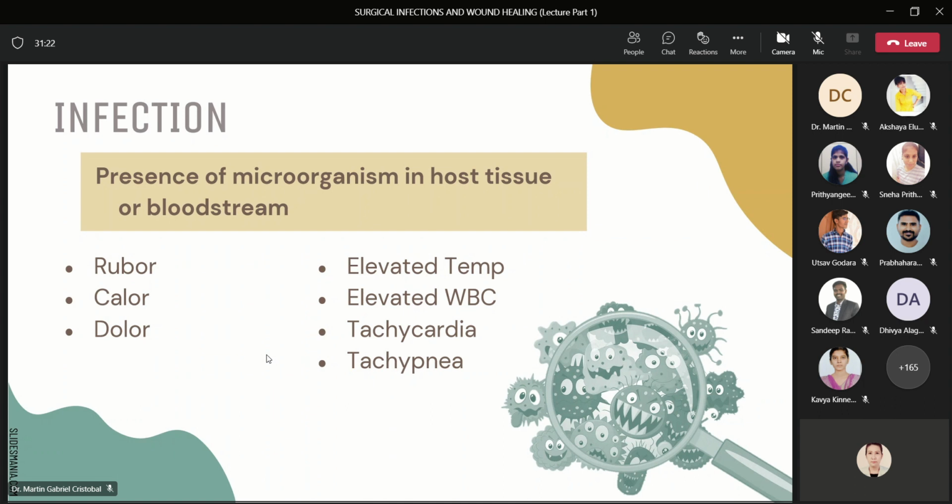So what is an infection? An infection is the presence of microorganisms in host tissue or bloodstream. This would manifest with rubor or redness, calor or warmth, dolor or pain, plus an elevated temperature, elevated WBC, tachycardia, or tachypnea.